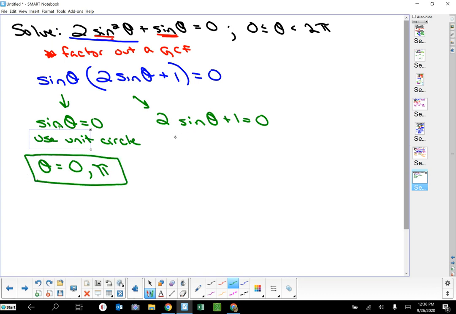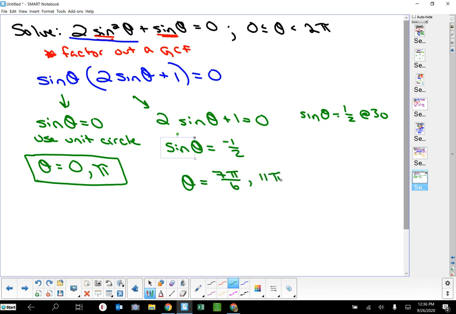And then this guy I'm going to solve. So I'm going to move the 1 and it'll be negative 1, and I'm going to divide by 2. And so sine of theta is going to be negative a half. And off the top of my head, I know that sine of theta is a half at 30 degrees. But now I'm talking about quadrants 3 and 4. So that would be 7 pi over 6 and 11 pi over 6. So theta is 7 pi over 6 and 11 pi over 6. Okay? And that's how you're going to do those guys.